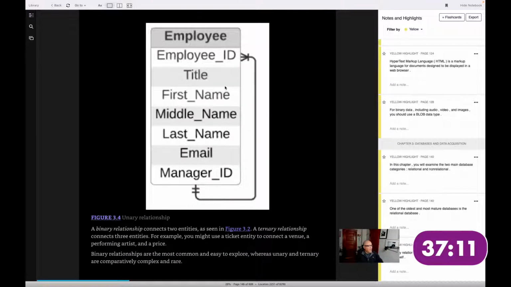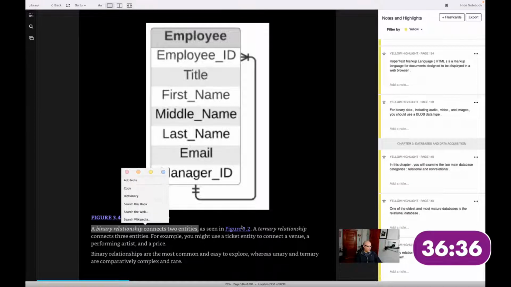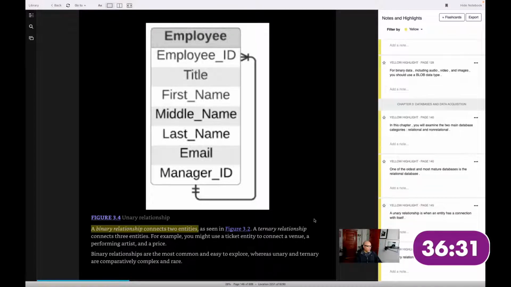And then he is explaining that unary concept as it relates to a manager having multiple employees. A binary relationship connects two entities. A ternary relationship connects three entities. For example, you might use a ticket entity to connect a venue, a performing artist, and a price.